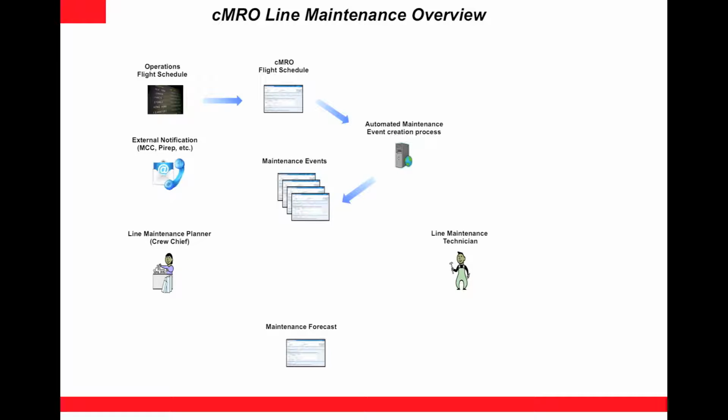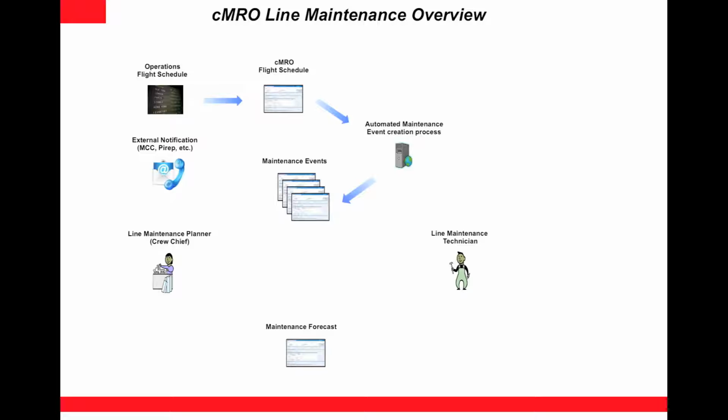cMRO is equipped with a background process that automatically creates maintenance events based on the schedule information. This process can be tailored with parameters to control the visit creation based on the type of aircraft and its location. It also factors in the available time on ground of the aircraft to differentiate between a short transit visit and a longer overnight check.